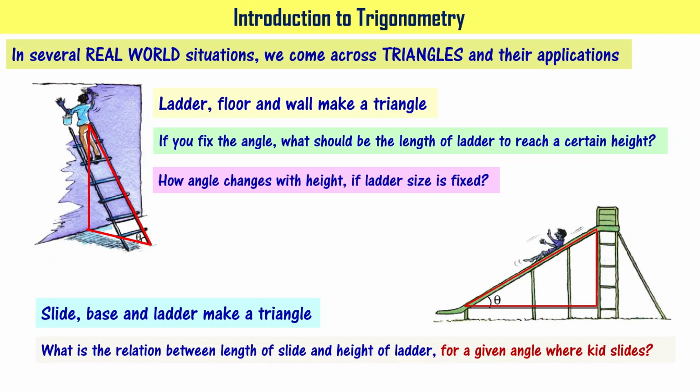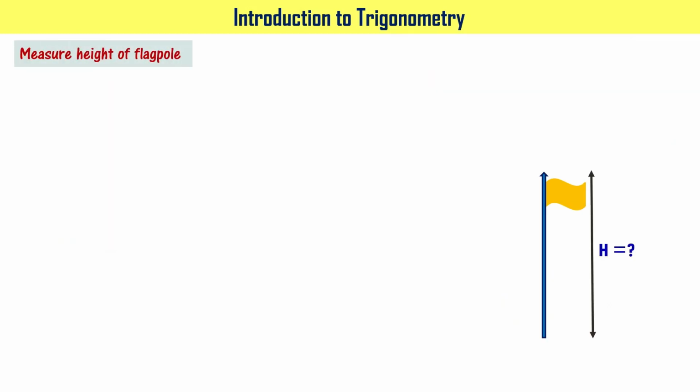So now let's say that the kid is going to slide between 30 degrees and maybe 50 degrees. Then you want to get a relation between length of slide and height of the ladder for various angles between 30 degrees and 50 degrees. These kinds of questions you can ask, right? So trigonometry is going to help you answer such questions. Let's take a look at another interesting example.